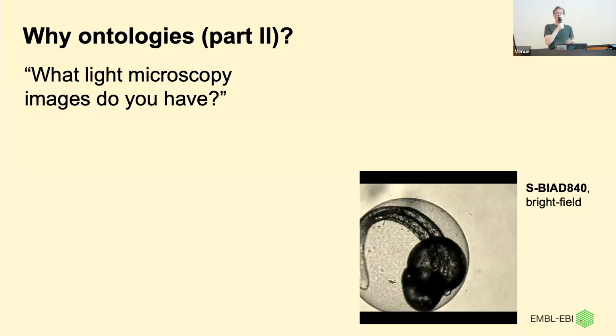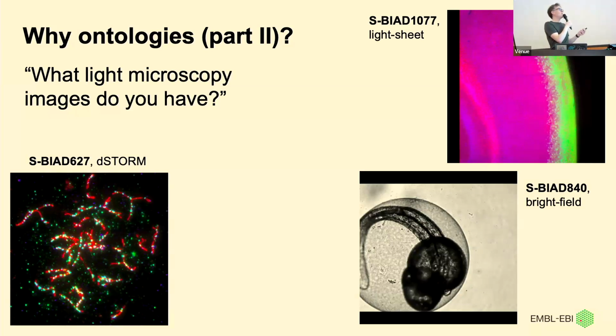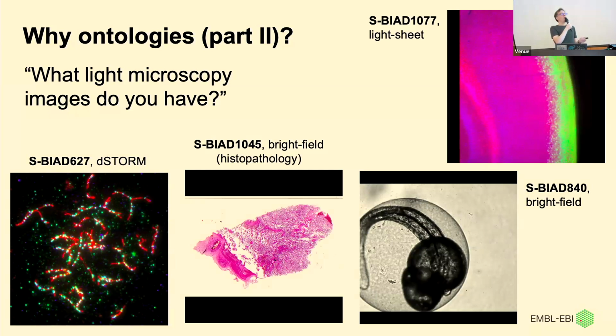bright field imaging, where we've recorded an imaging method which is bright field. We have light sheet imaging, where we've recorded light sheet, or maybe SPIM. We have super resolution imaging, where we might have recorded the imaging method as dSTORM. We have histopathology imaging, where again we might have recorded it as bright field, maybe with some caveat about being histology. Again, we'd all recognize these as being light microscopy. How do we relate them?